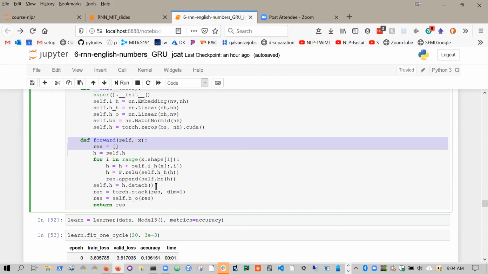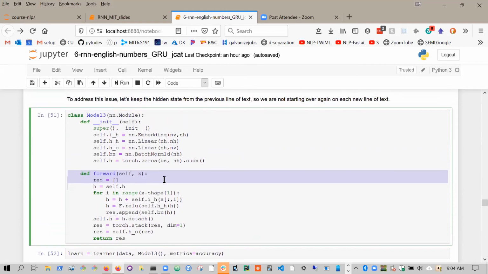The H attribute. Yes. Eventually from the forward you're returning the output, which is the self.ho, the H underscore O matrix multiplied by res. And so the output state is going to predict all the next tokens. That's right. Every one of those, yes.